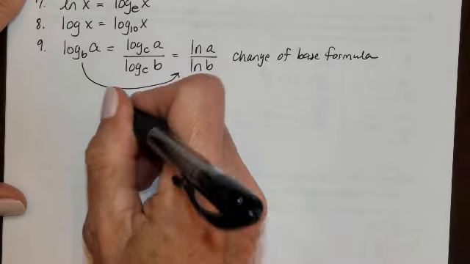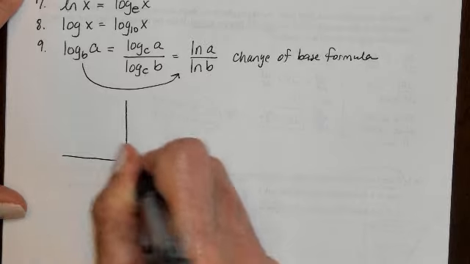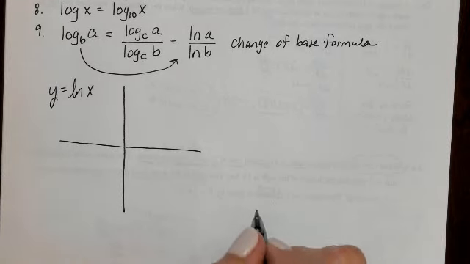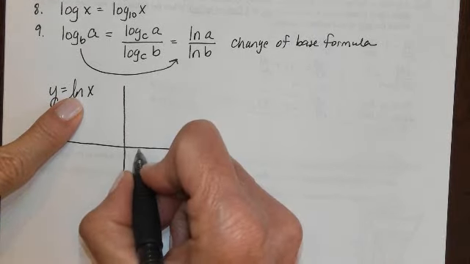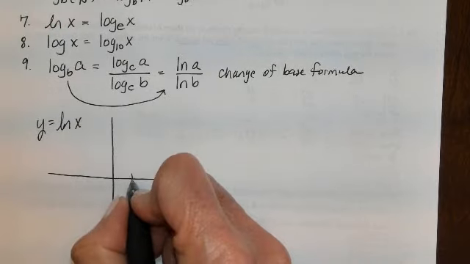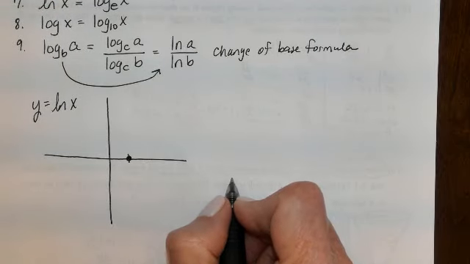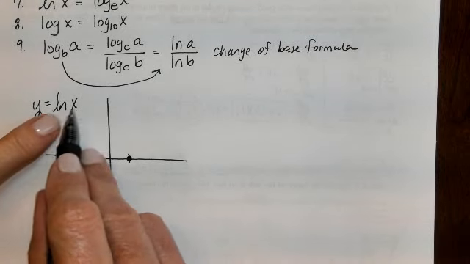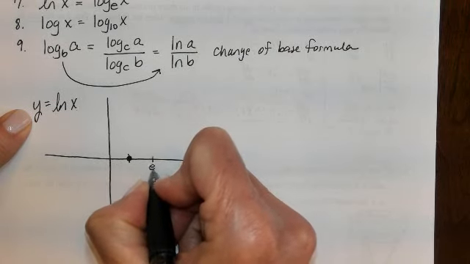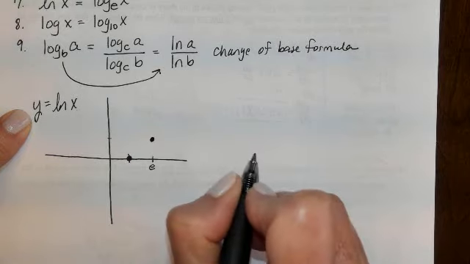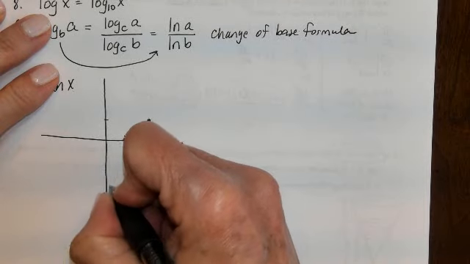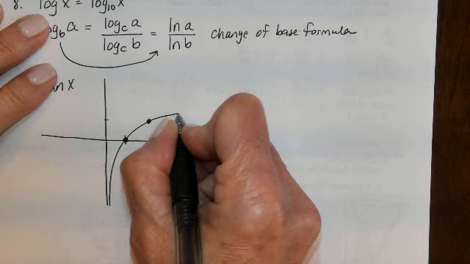Let's review real quickly what the graph of natural log looks like. For the graph of y is equal to ln of x, we know that when x is 1, the log is 0, right? So when x is 1, the graph goes through there. We also know that when x is the same as the base, y will be 1. So when x is e out here, we should be up at 1. Those are the only two things I want to make sure I get right on my graph. And then I draw a smooth curve.